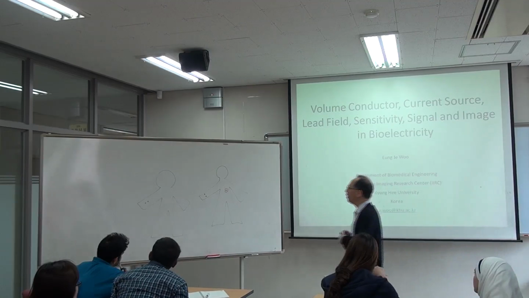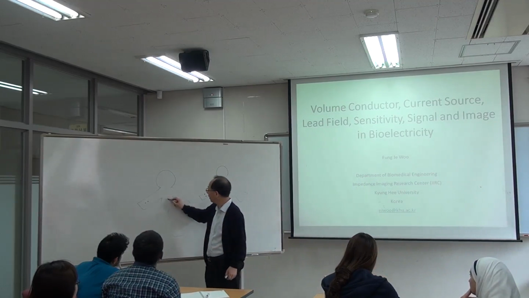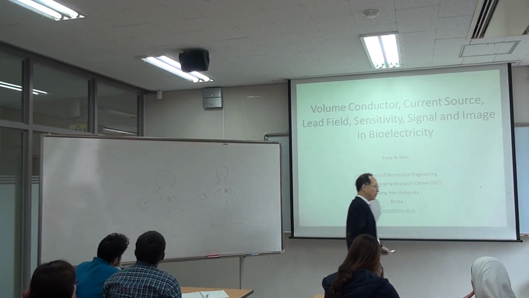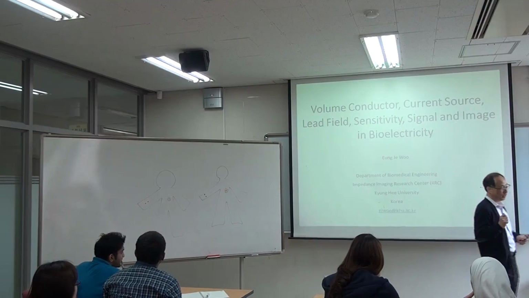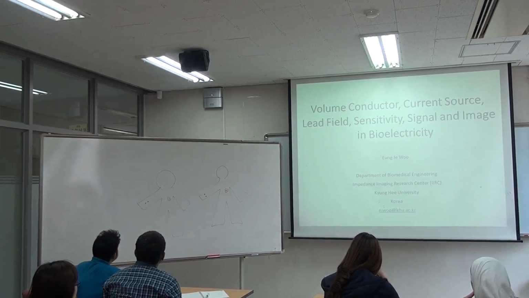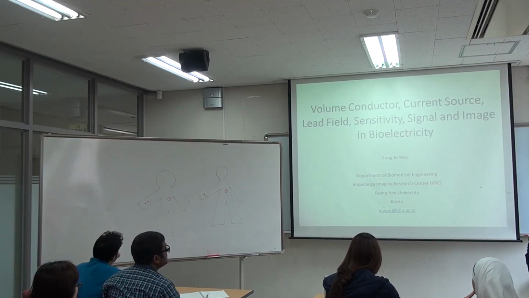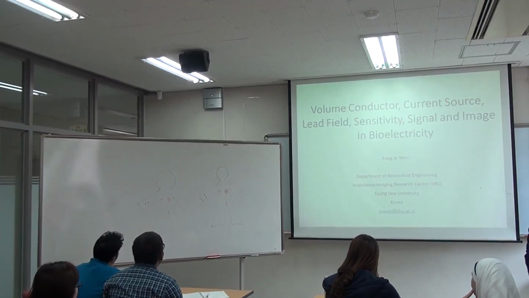We have to know where the heart is. We have heart here. So you should be able to answer why, in both cases, it's going to be very difficult to detect any ECG. And why? You have to explain this using lead field theory. Anybody?